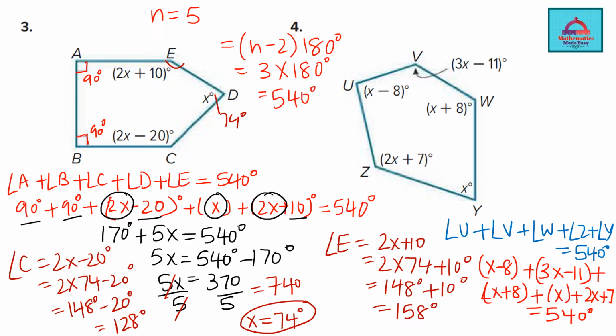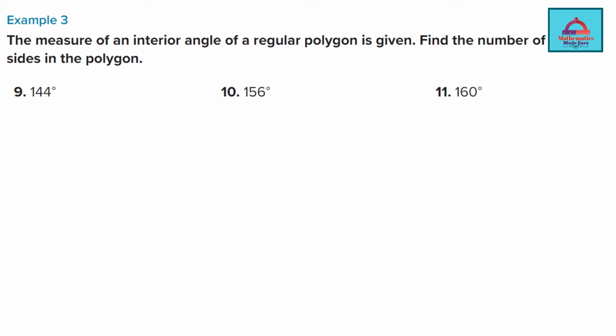Another revision question which I've taken from your book is of this type. It is based on, again, interior angle, if you see. So the measure of the interior angle. Now this time it's a regular polygon. So if it is a regular polygon, all sides are equal. So let n be the number of sides of the regular polygon, then find the number of sides in the polygon. So one interior angle is given.